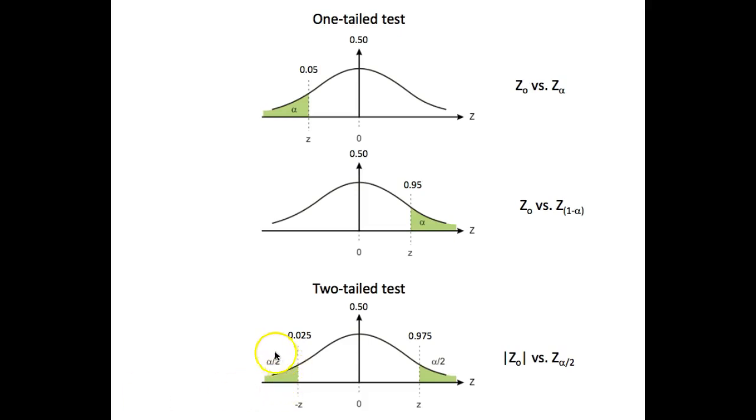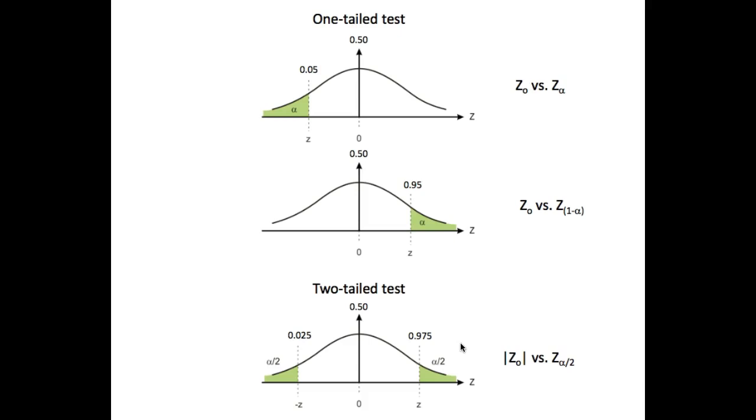And that's why this is alpha over 2 or 0.025 and this is another alpha over 2, and since we are on the right side, it's 0.975, which is 1 minus 0.025. That's where that 0.975 comes from. So that's how we distribute those areas under our curve. Now, we have our alpha value set. We know our scores for the alpha values, so we're all set to compare. Let's take a look at how we do those comparisons.